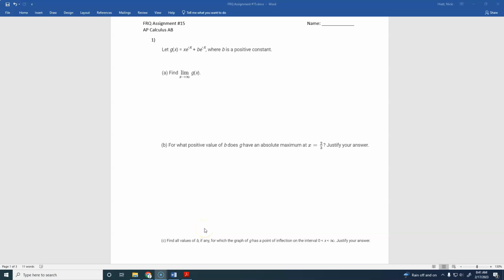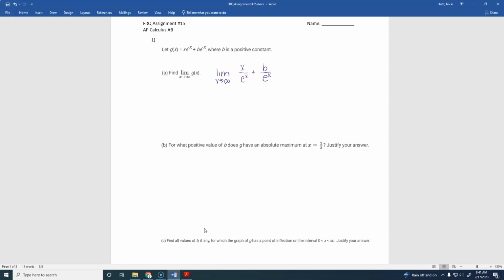All right, so part A asks us to find the limit as x approaches infinity of g of x. What I would do for this, you're doing the limit as x approaches infinity. These negative exponents, I would move them to the bottom so they are not negative anymore. So x over e to the x plus b over e to the x here.